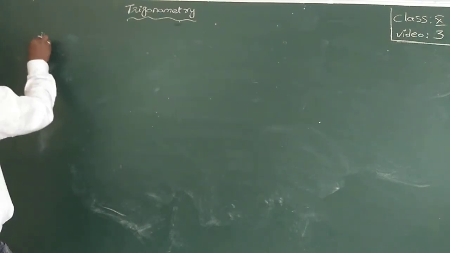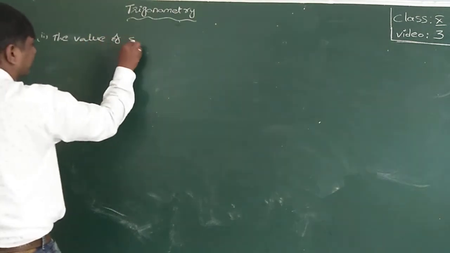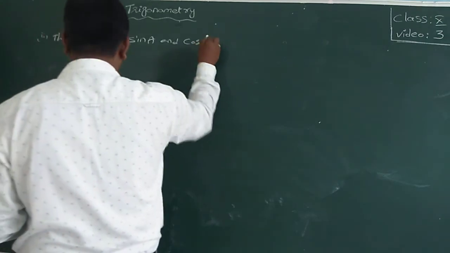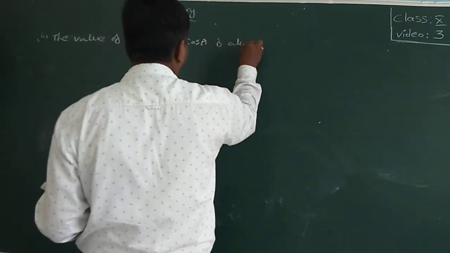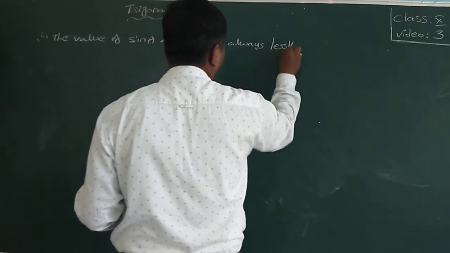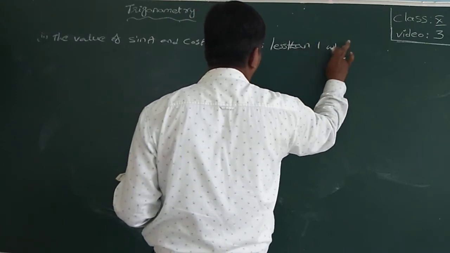The value of sin A and cos A is always less than 1. Why?